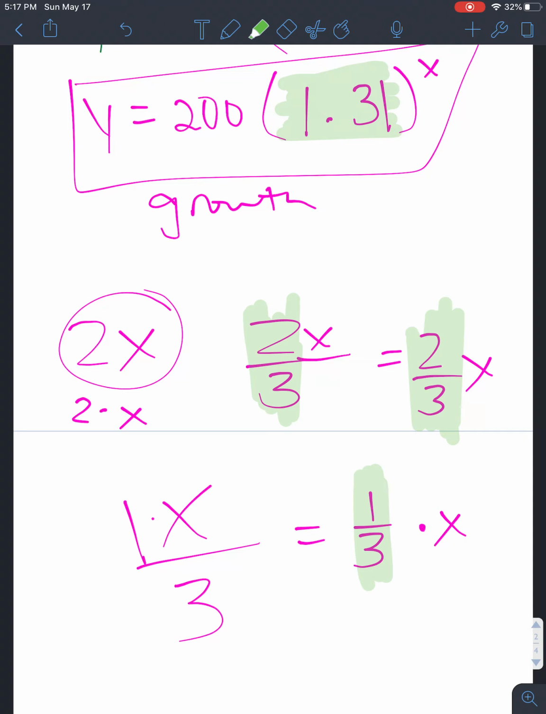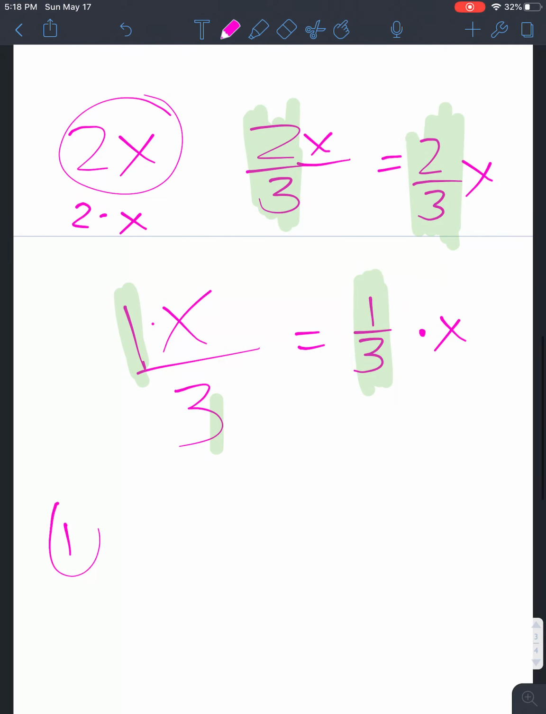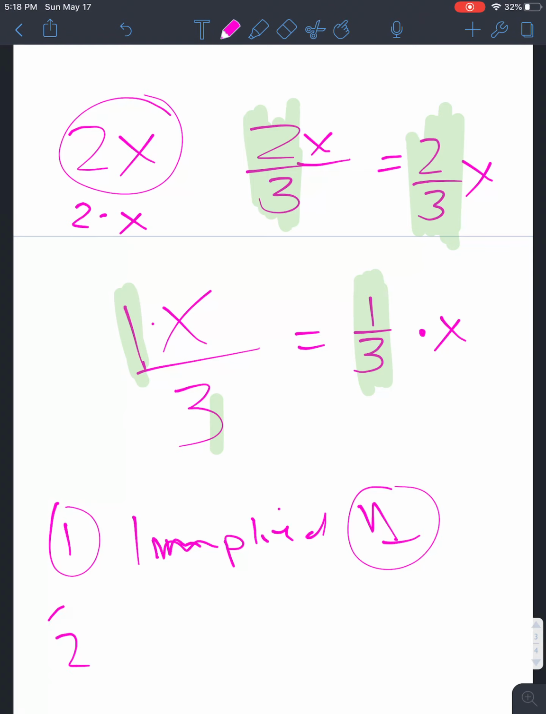All right, so that's going to be your trickiest part. I'll let you know right now, some of you are going to forget that this x over 3 has that implied 1 right there, okay? So don't forget the implied 1. So that's tip number 1. Remember implied 1. All right. That's a 1. It doesn't look like a 1, but it's implied. So there's always an implied 1 when you're multiplying. So that's tip number 1.